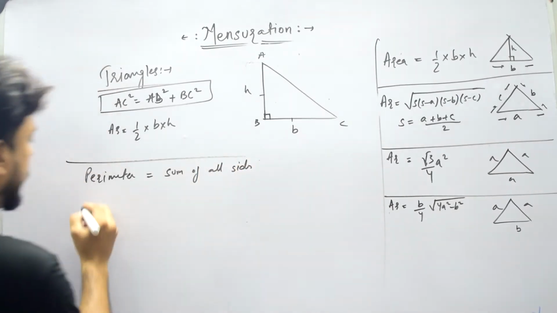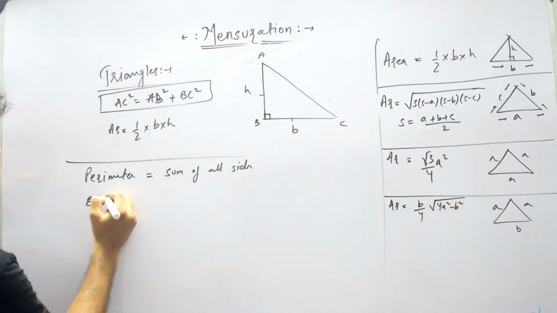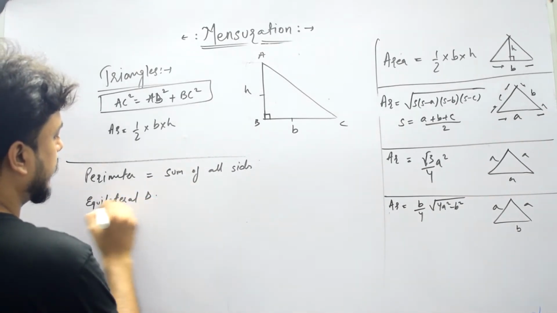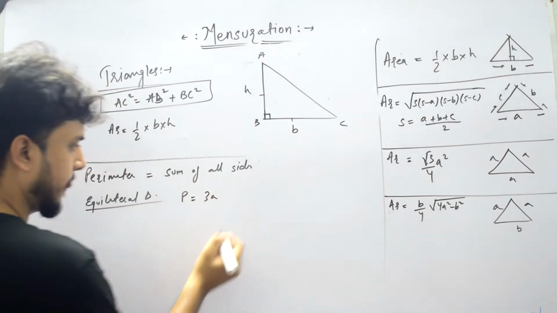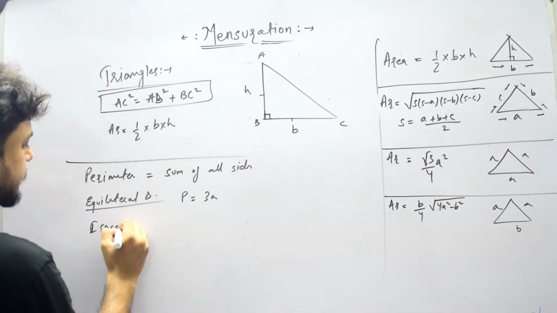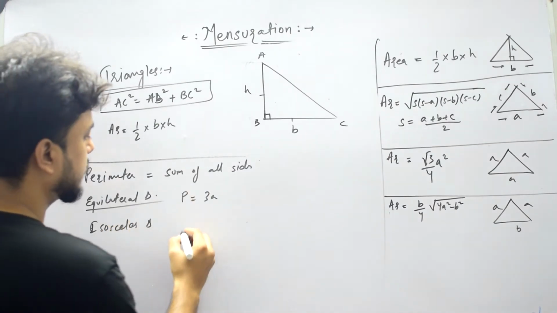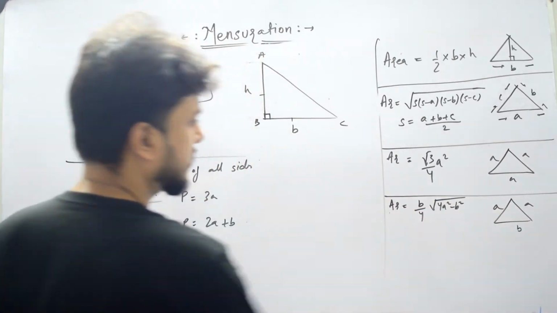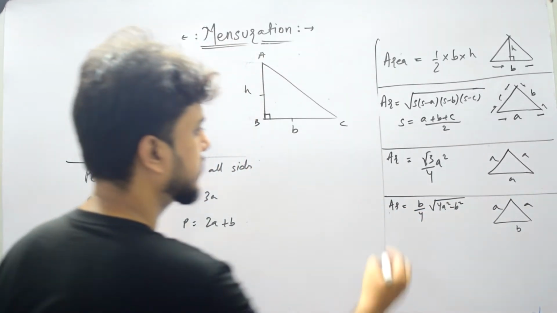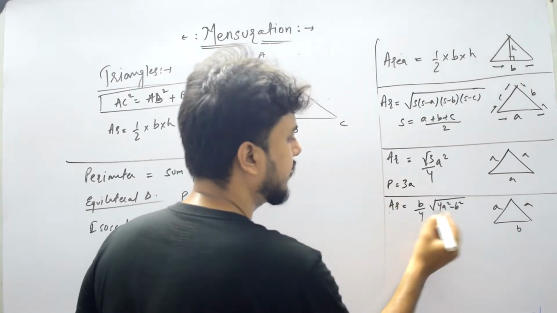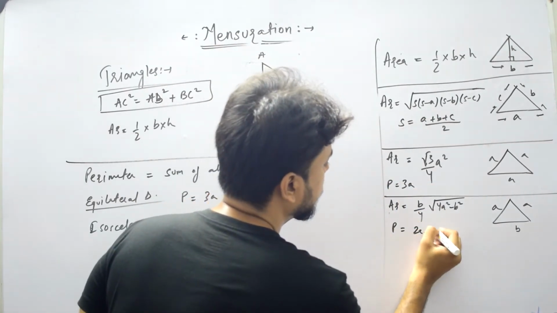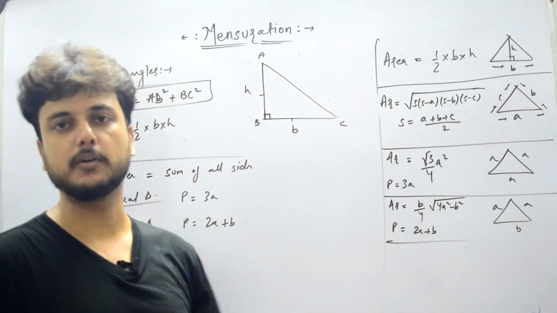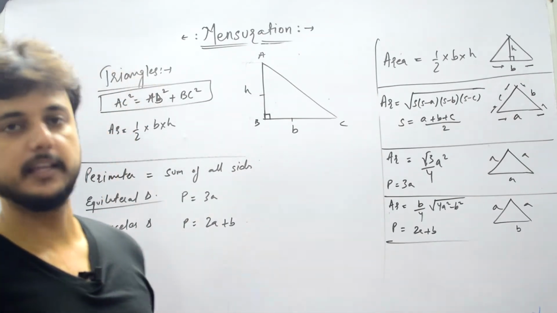Now for an equilateral triangle, because all the three sides are equal, the perimeter is 3a. For an isosceles triangle, because two of the sides are equal, the perimeter will be 2a plus b, a plus a, 2a plus b. Simple, it's very simple. This perimeter here will be 3 into side, and the perimeter here will be 2a plus b. For other triangles, we simply add all the sides. Now copy this and then we'll see some questions.